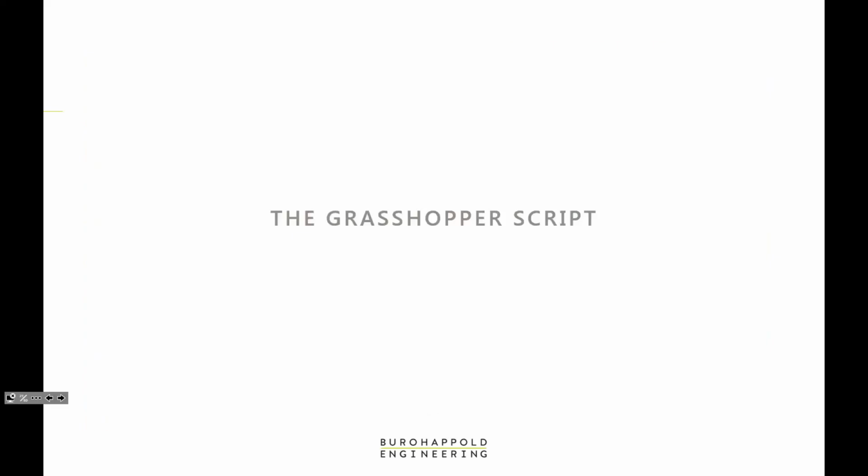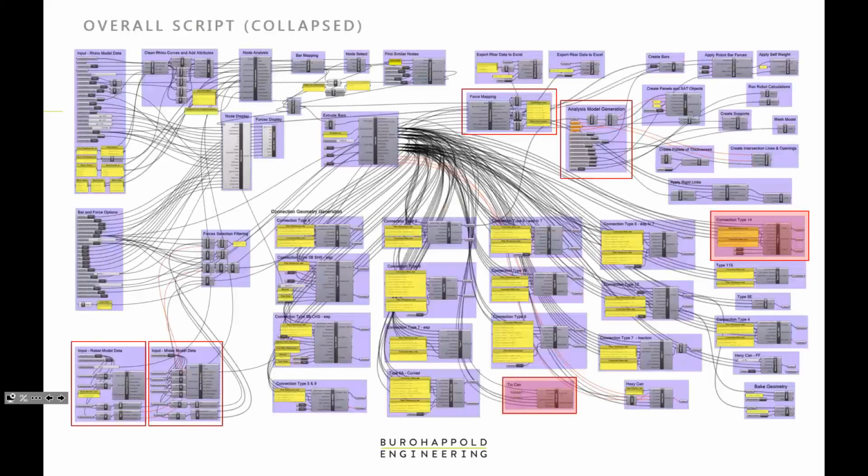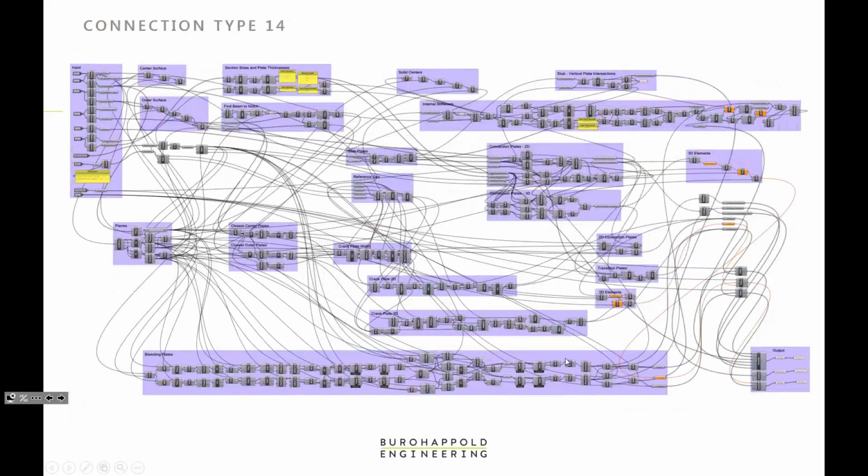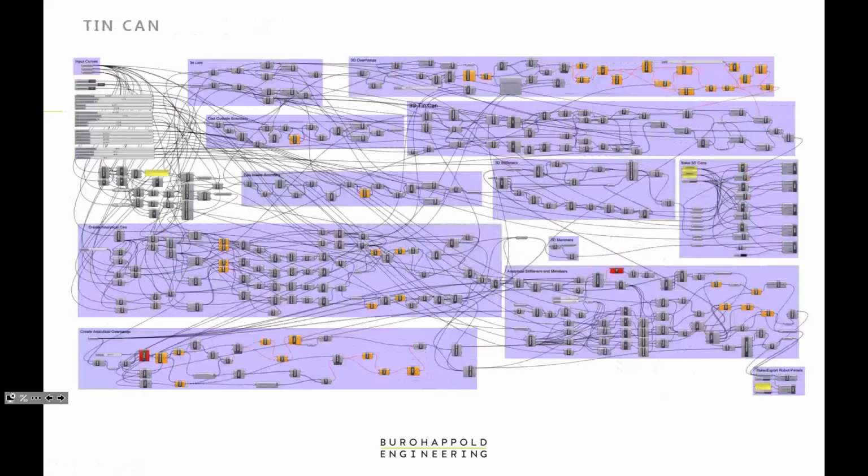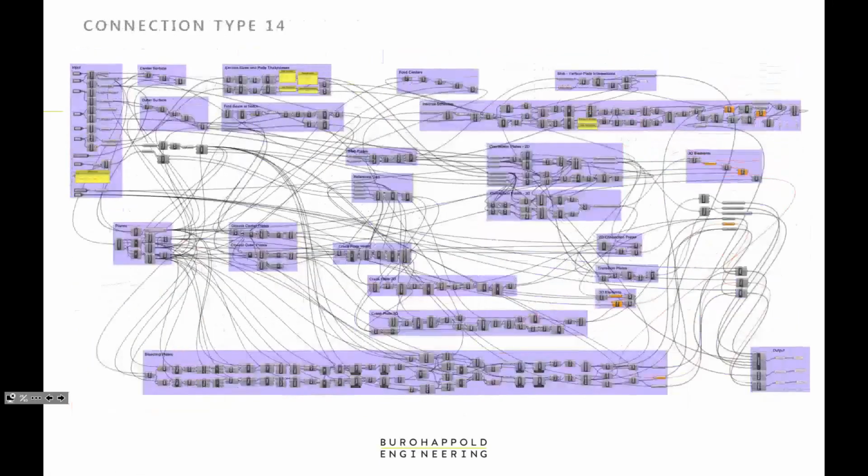Just because I think you'd probably like to see what this script looked like. This is the master script, and pretty much all of these components are collapsed. They're clustered, which means that if you were to open them up, you would see a lot more inside. These particular ones here, tin can, which was generally the connection that we used in the freeform area, and 14, which was used on the flat-sided area. This is what's inside the cluster from the main sheet, and this is tin can.